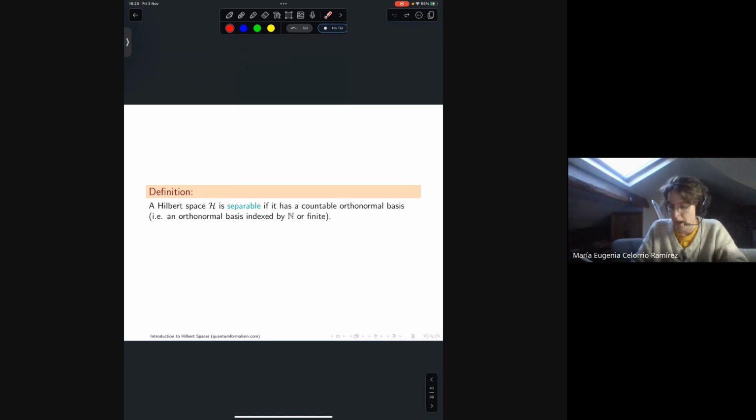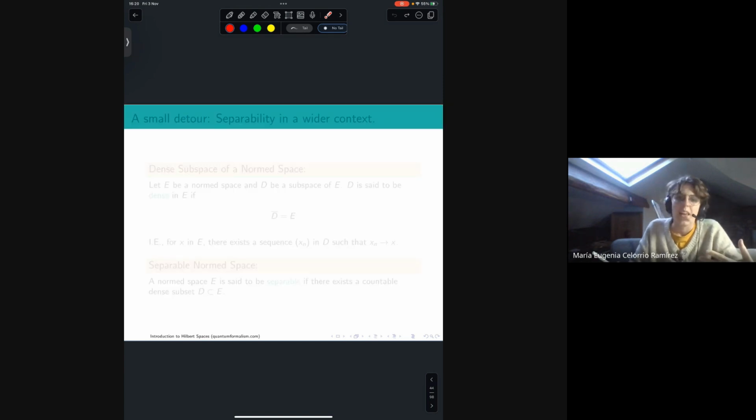Now, this separability comes from a wider context. It comes from topological spaces, but we are focusing on normed spaces. In case somebody is interested or knows about this, a norm creates a topology.